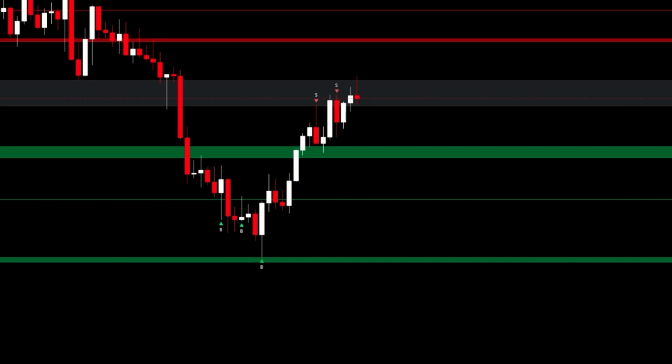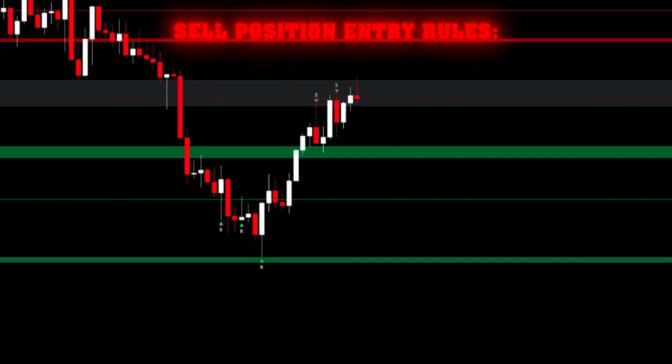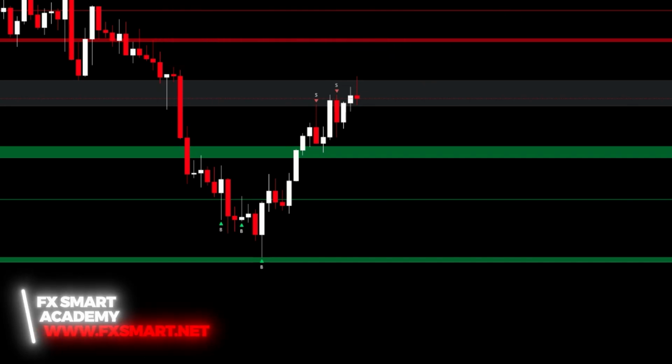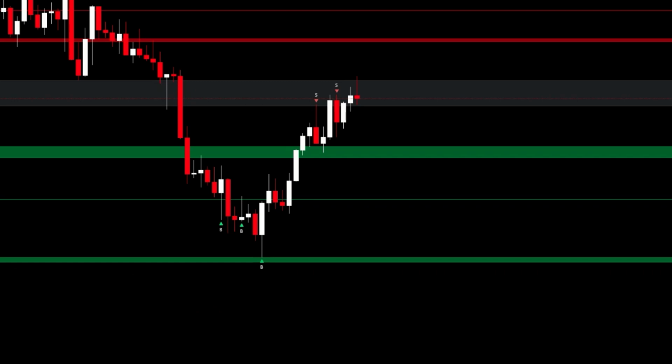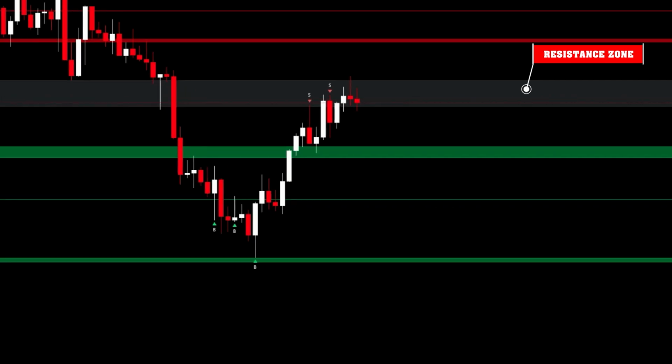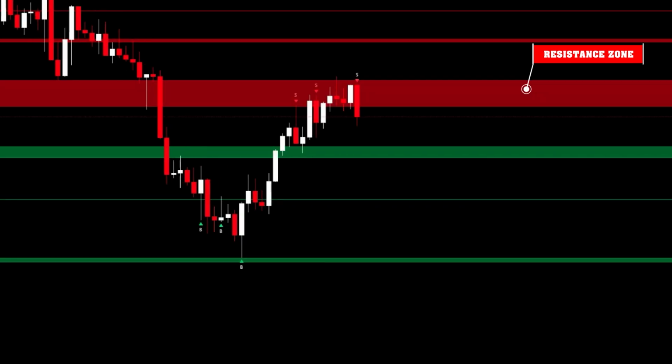Rules for entering a sell position. To enter a sell position, it's best if the price is already broken below the last higher lows, or if bearish candlestick patterns such as double top or triple top have formed within a resistance zone. Then wait for a bearish candle to close and for the sell signal, indicated by a red triangle, to appear. Under these conditions, you can enter a sell position.